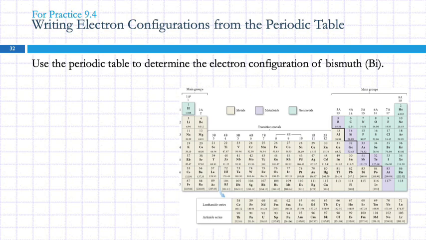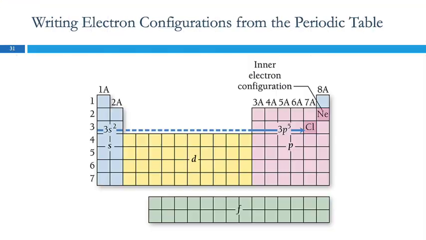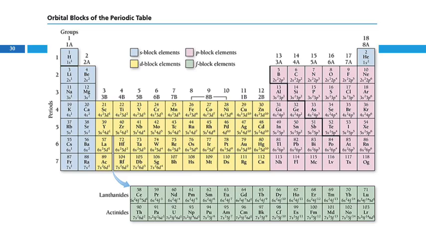Determine the electron configuration of bismuth. Okay, so that is going to get into the D and F. So I think maybe I forgot something over here. So let's go back to this one.